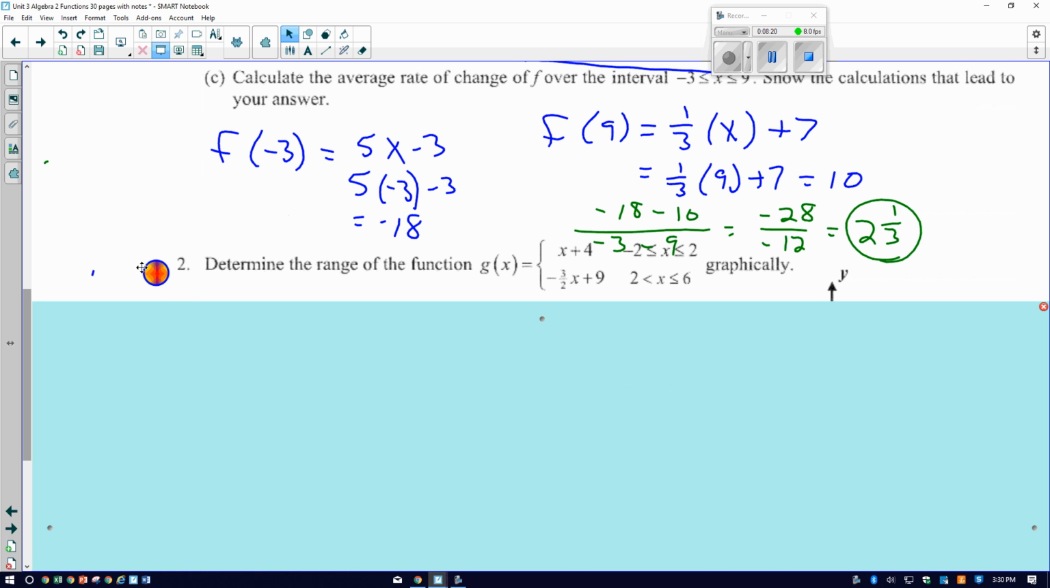New question. Number 2. Determine the range of the function g of x. There's an equation and its domain. There's another equation and its domain. Notice it's terminating. -2 to 6. Don't put arrows at the ends. Determine the range. There's the domain, the range.